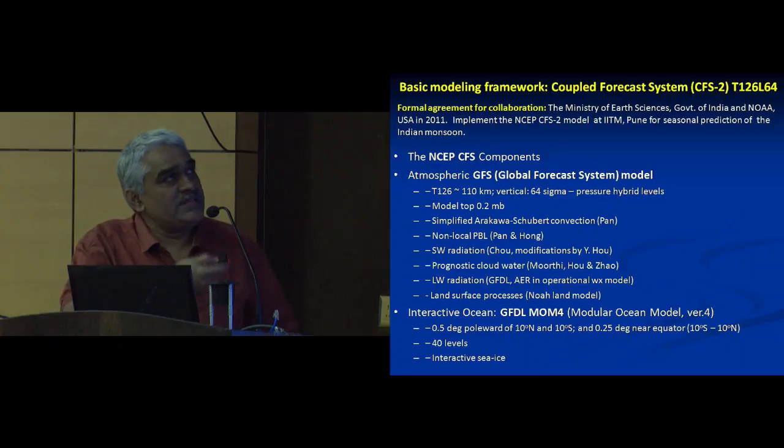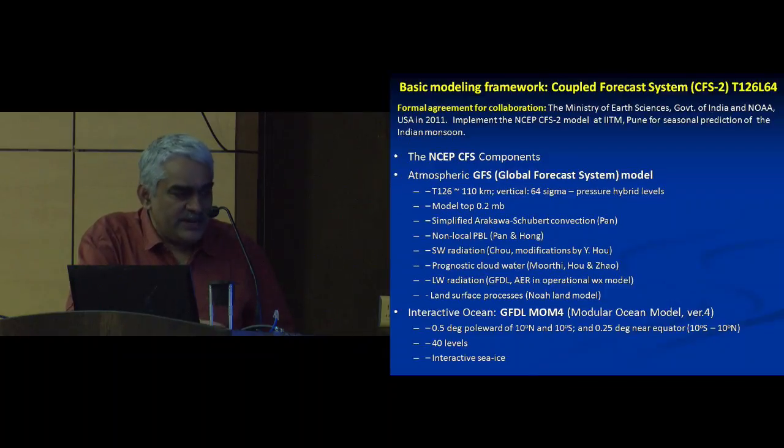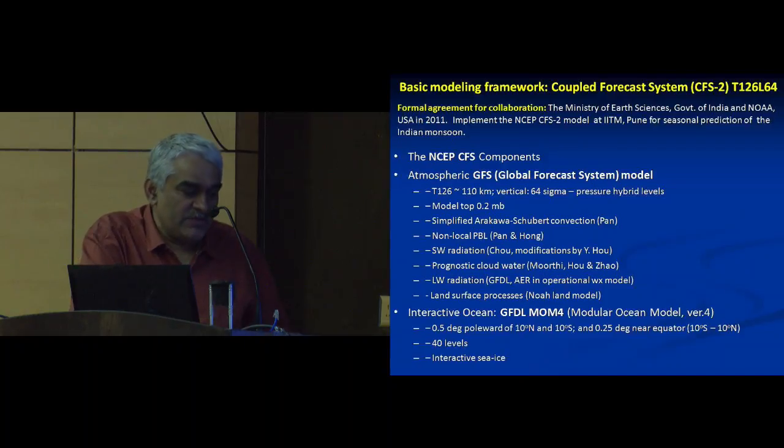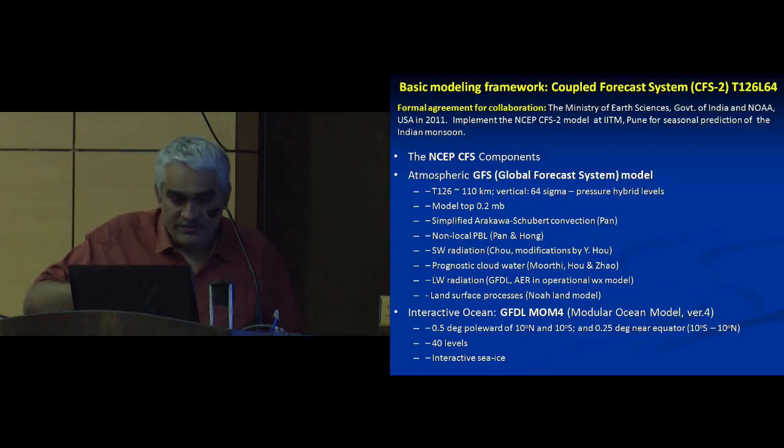So at that time we basically started with the CFS V2 with the T126 resolution, that's about 110 kilometer grid spacing, with 64 vertical levels, and it has the simplified Arakawa-Schubert scheme, the original, and various other parameterization schemes for physical processes. It has an interactive ocean model MOM4, which was the previous version, with half a degree resolution poleward of 10 degree latitude, and near the equator it is about 0.25, with 40 vertical levels and interactive sea ice. So this was the framework.